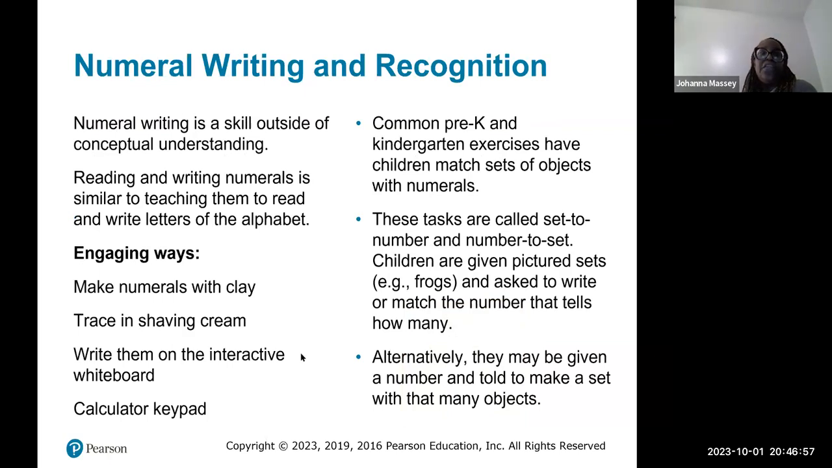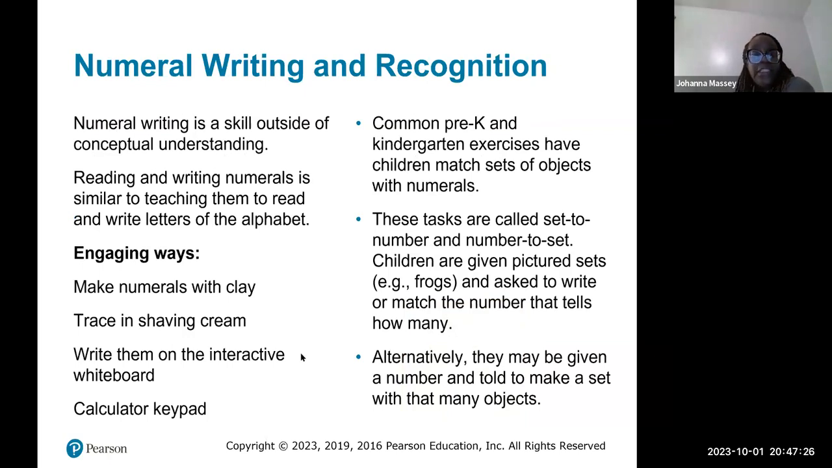Then here's another thing that is important with counting. Learn how to write the numerals, and learn how to recognize them. Numeral writing is a skill outside of conceptual understanding. So numeral writing is not conceptual understanding. So let me tell y'all, when y'all start working on your EdTPA elementary, when they start saying the conceptual understanding, numeral writing is not part of it. So just take that out.